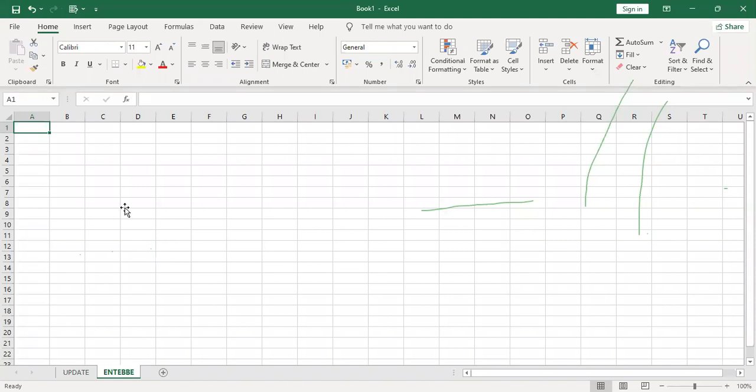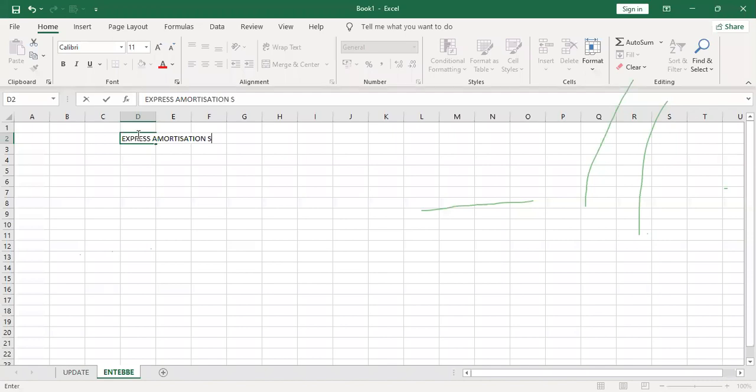Now, we are on the Entebbe worksheet. Do you see that we are on the Entebbe worksheet? So, go to cell D2 and type amortization schedule, or you can type express amortization schedule. Don't resize, leave it the way it is. Express amortization schedule, that is our heading.